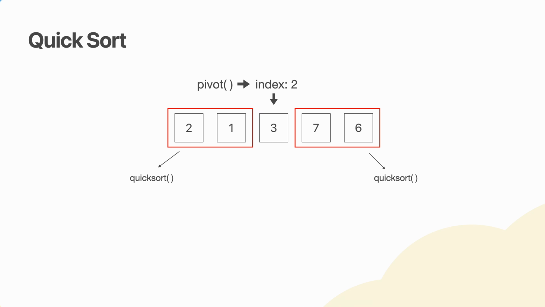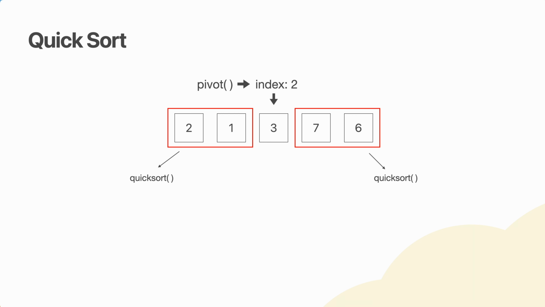So we divided this array into 3 different parts. The first one is our pivot element, which is already in place. On the left-hand side we got 2 and 1, and we'll use quicksort to sort this again. On the right-hand side we have 7 and 6, and we'll use quicksort to sort this again. So this is a simple example. After yet another quicksort, it will be all sorted.